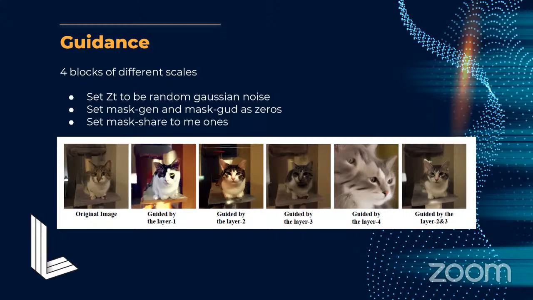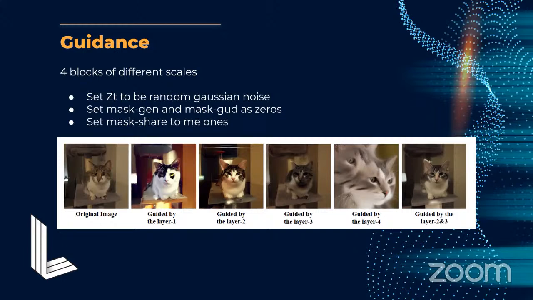So they made an experiment, which is to set the input to the generation branch as random noise, and set the mask generation and mask guidance to zeros. So they told the model that there will be no editing at all, and the mask share to be all ones. So basically what they did was use the generation branch, guided by the guidance branch, to simply reconstruct the image with no editing at all.